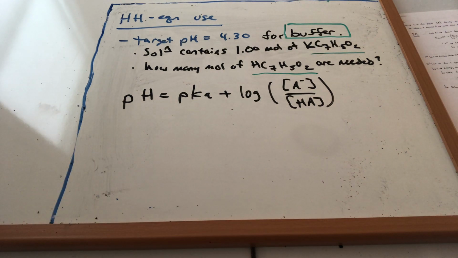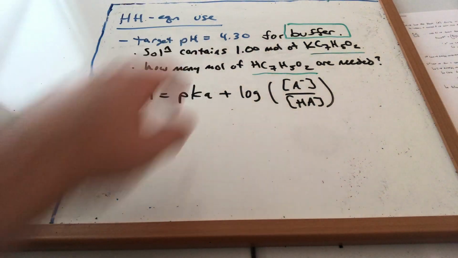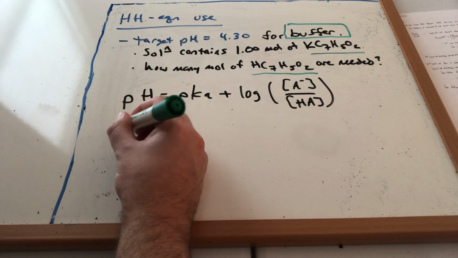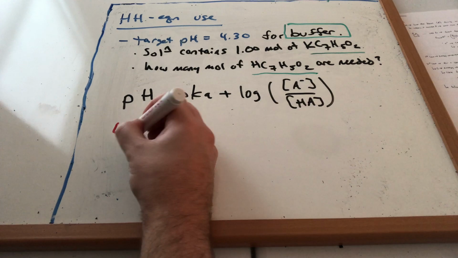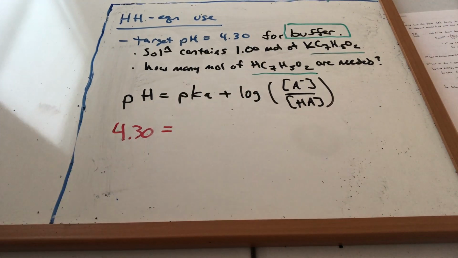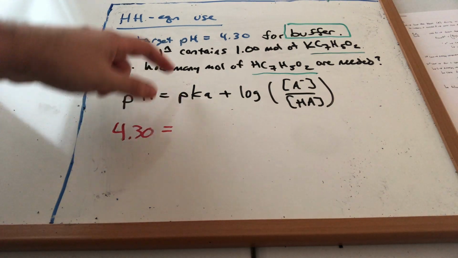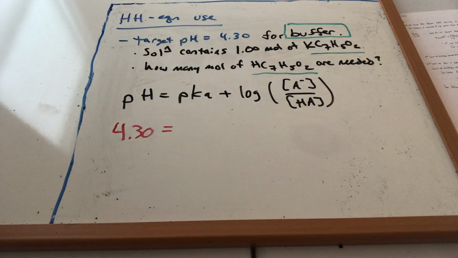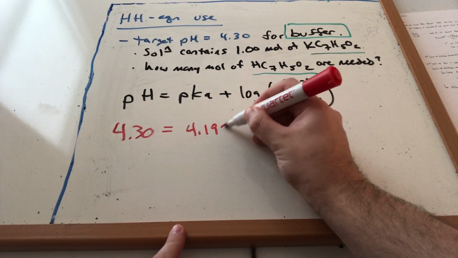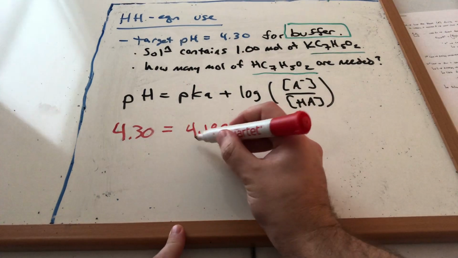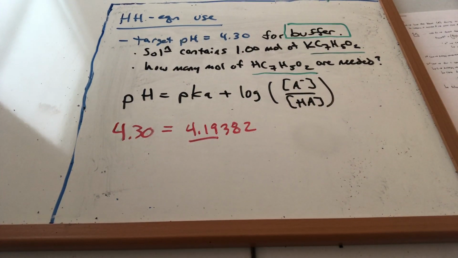Let's make sure we understand what is what here and that we can identify the correct symbol fitting into the correct spot. pH is given. This is always our target. So we're going to write this, use a different color. We'll write this pH as 4.30. All right. From the last example that we did, on the very last video, we knew the pKa for this acid, and that pKa was 4.19382. That was something that we already calculated in the last example.